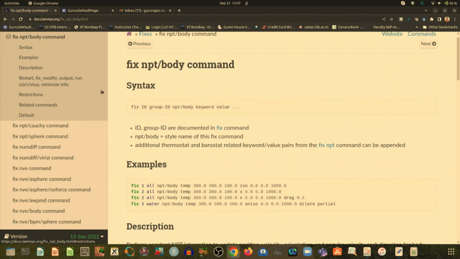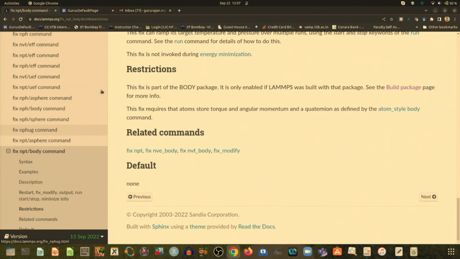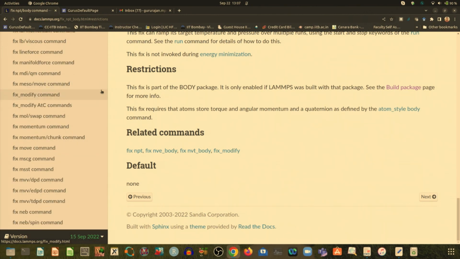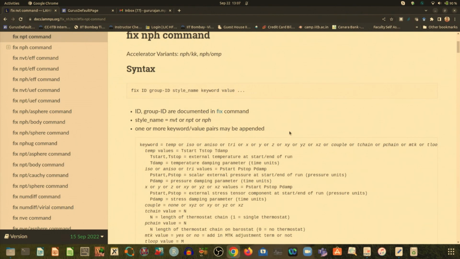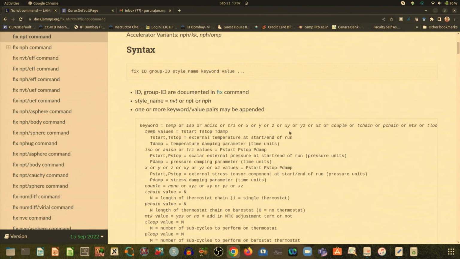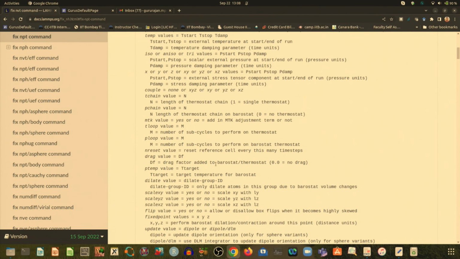Okay, so there is T start, T stop, T damp, right? And iso or aniso are for the P start, P stop, P damp. But apart from that there is also a drag 2.0. So I wanted to know, what does drag do? I think drag is the same as this P temp. Maybe it's an inverse or something. Drag factor added to barostat or thermostat. 0 is no drag. Below they explain this drag parameter.